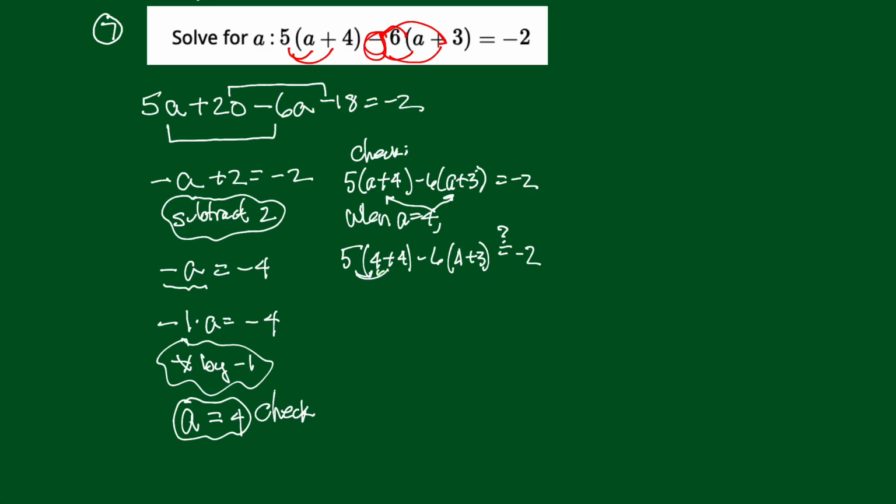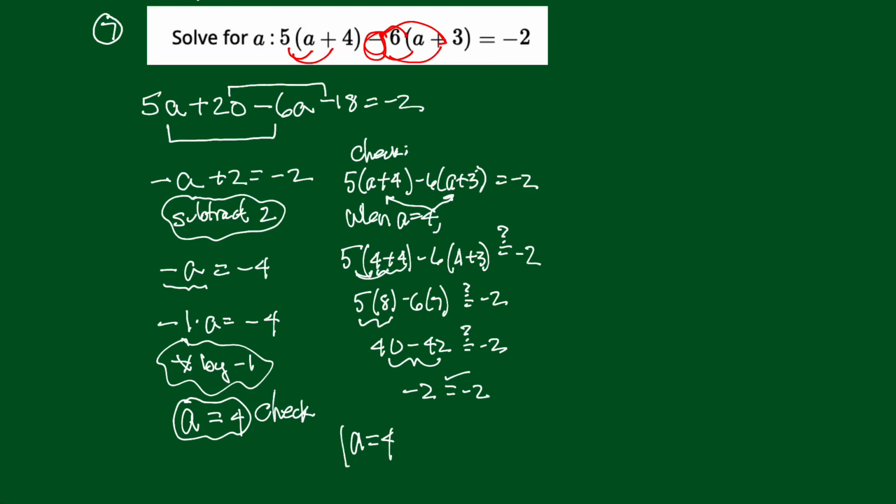So now multiply through. Well, let's combine first. So how about 5 times 8 minus 6 times 7? Is that equal to negative 2? 5 times 8 is a 40 minus 42. Is that equal to negative 2? 40 minus 42 is negative 2 equals negative 2. It checks. So now we will actually conclude that a is equal to 4.